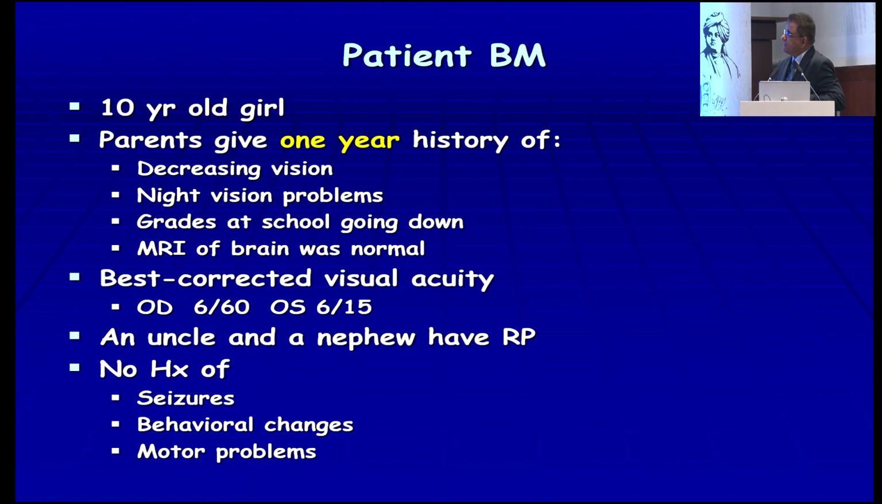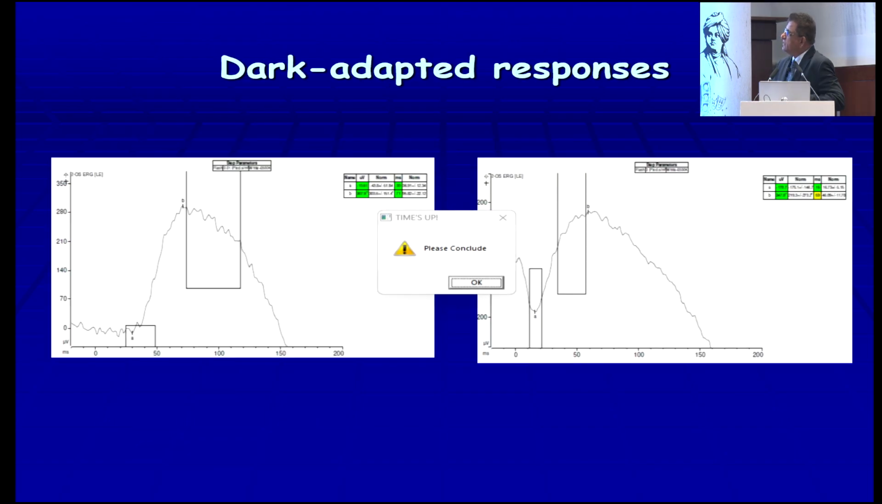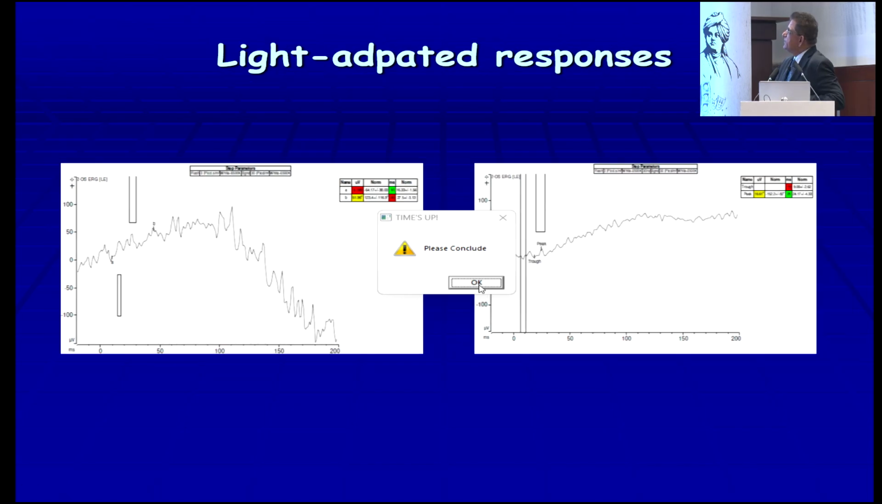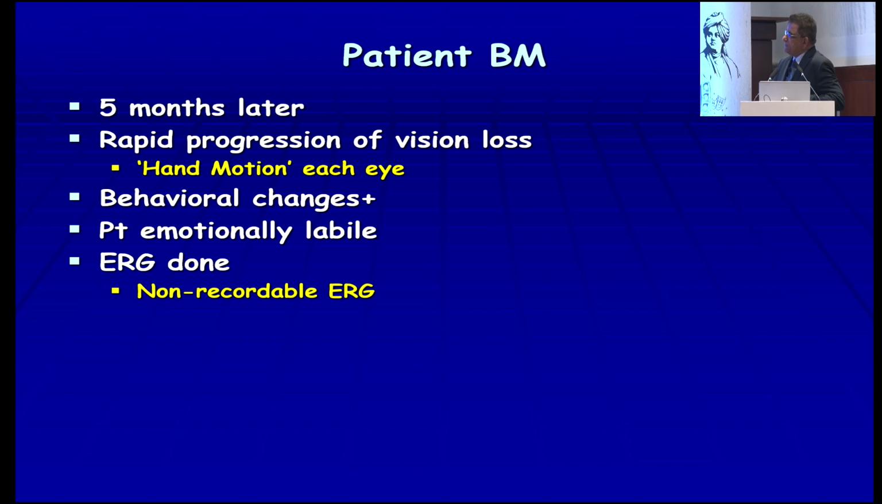And the last case, a 10-year-old with a 1-year history of decreasing vision, poor vision in the right eye, not as much in the left, and ERG was done. The dark-adapted response was pretty good. The light-adapted was down, so the diagnosis of cone-rod dystrophy was made. 5 months later, hand motion vision in both eyes.